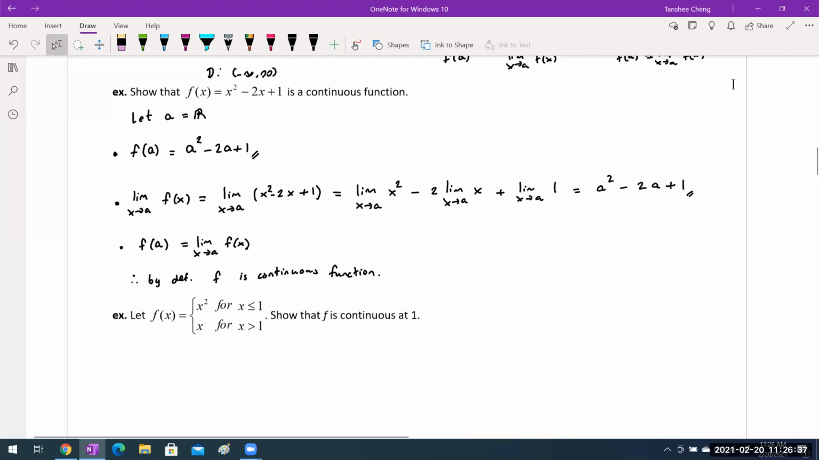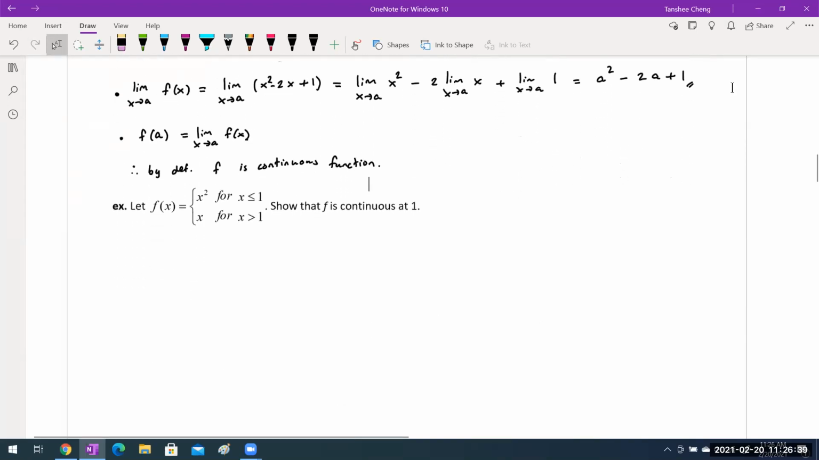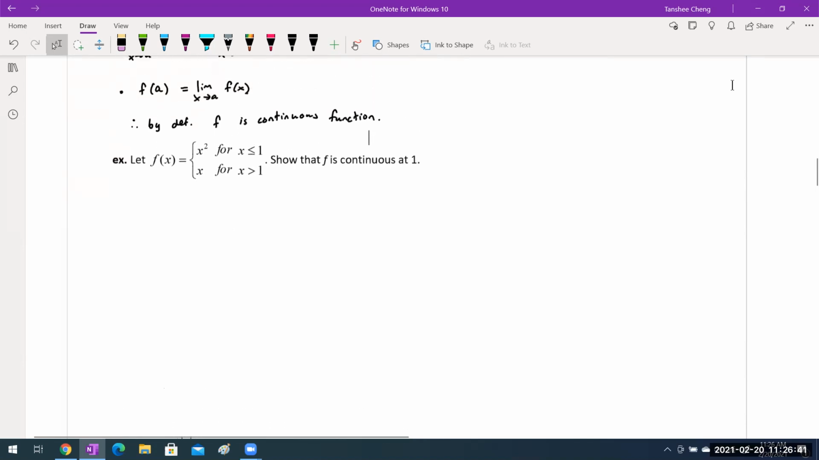Let's look at the next example, a piecewise defined function. In this piecewise defined function, you are given x squared if x is less than or equal to 1, and we use the formula x if x is greater than 1. Now, the tricky part is this. We are looking at whether the function is continuous or not at what? This time, particularly at 1.